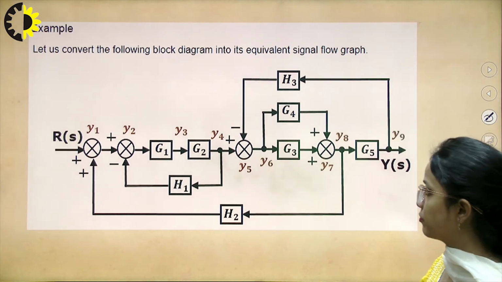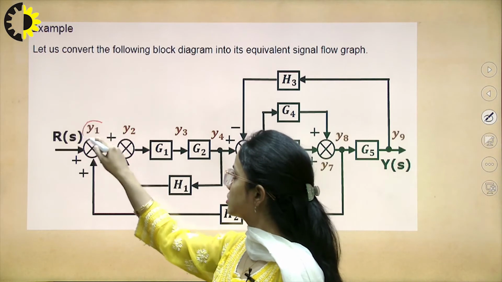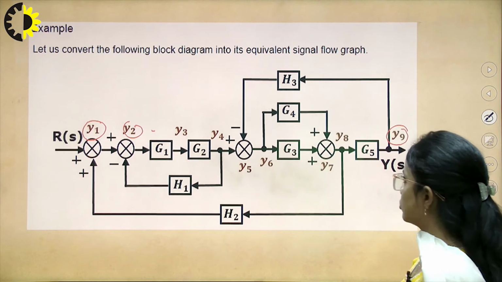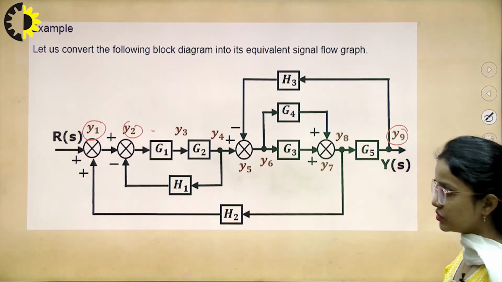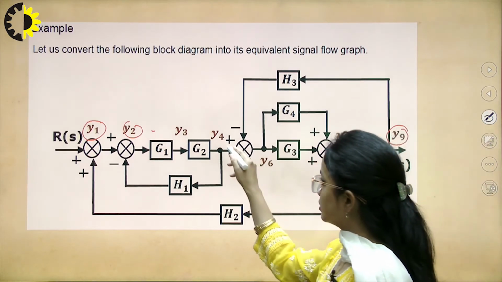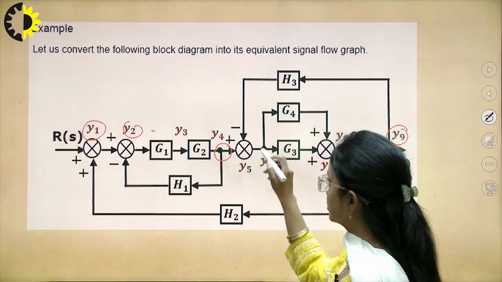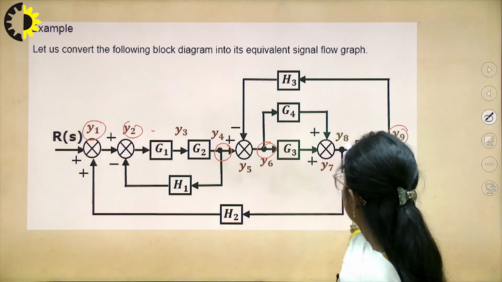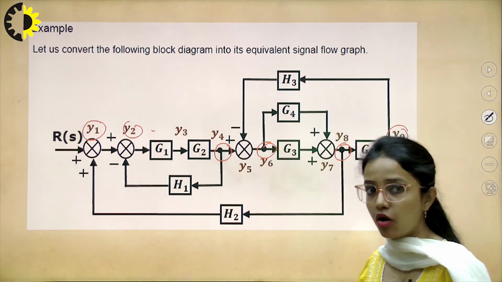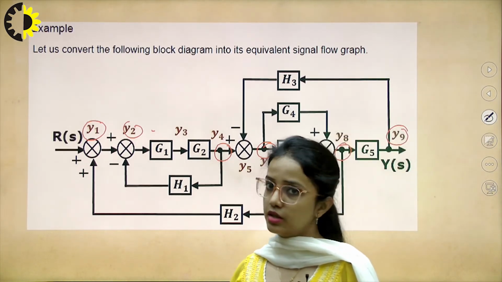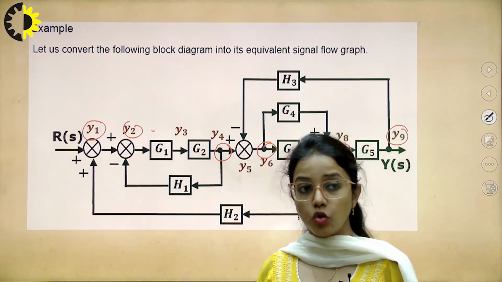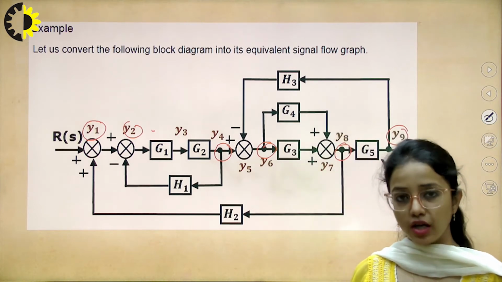So first we will see that there are certain nodes, y1, y2 till y9. So we will represent these nodes, and then we have to see that this node is a takeoff point, this node is a takeoff point, this node is a takeoff point. Takeoff points and summations will always be represented using nodes only, but we have to identify which one is a node for summation and which one is a node for a takeoff point.